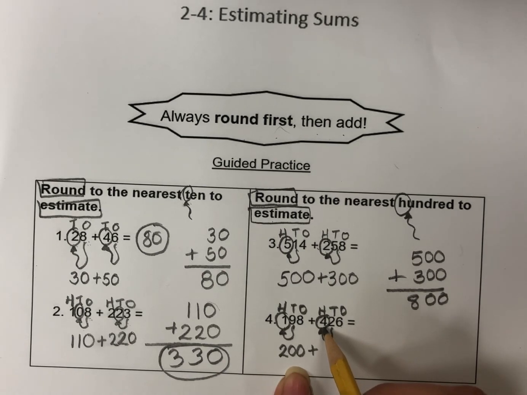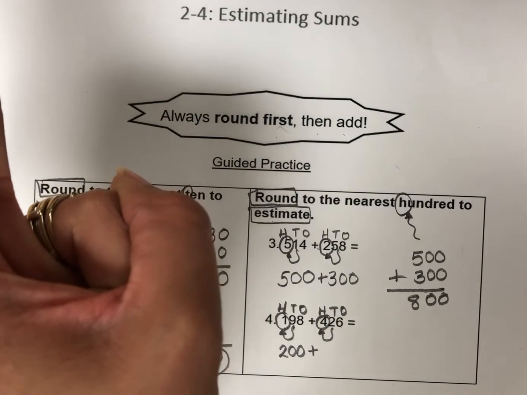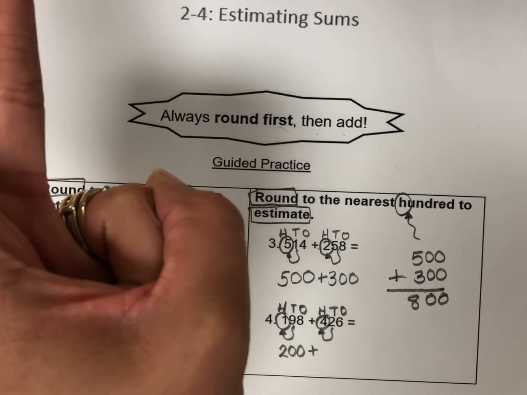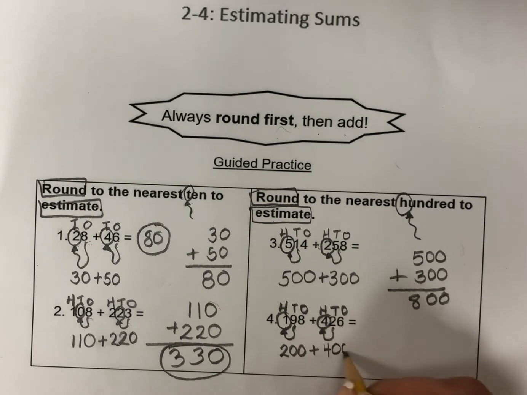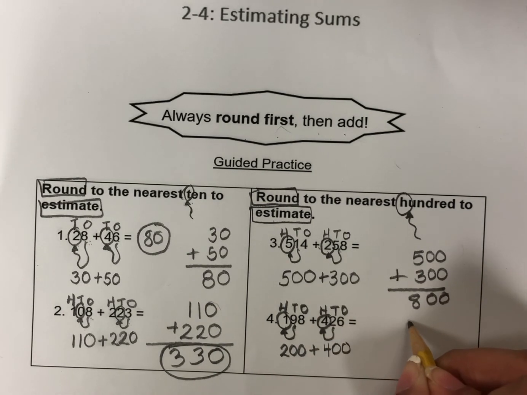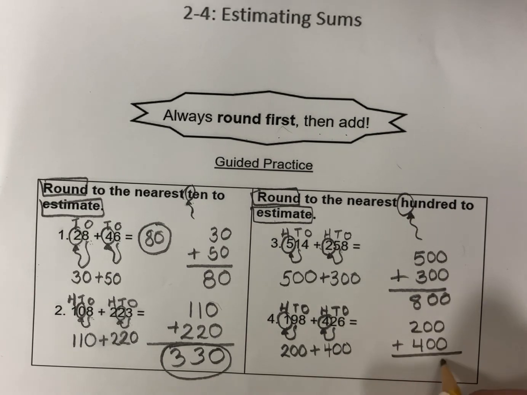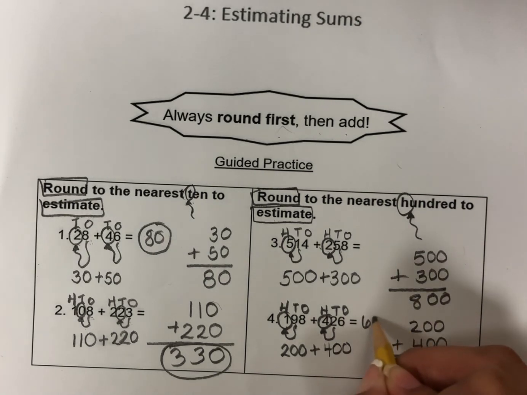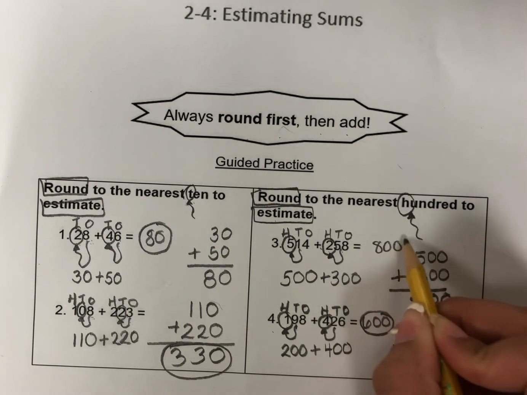426. 4 is inside the balloon, 2 is at the string. We let go of 2 fingers, 1, 2. I'm still holding onto the string with my other fingers that are there, so the balloon does not go up. It stays the same, it stays 4. My new sentence is 200 plus 400. Add up my ones, tens, and my hundreds, and I get 600. 600 for my answer for number 4, and 800 for my answer for number 3.